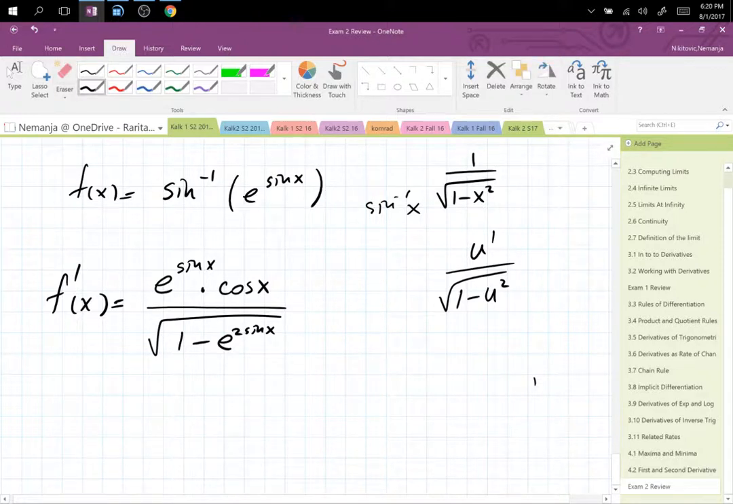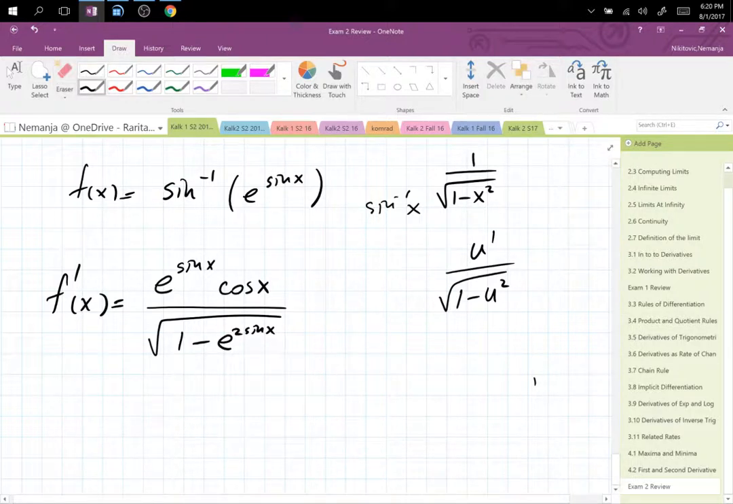And then because it was complicated, you have times cosine x, the chain rule from taking the derivative of e to the sine x. So it was a chain rule inside of a chain rule, basically. Yes, it's a double chain rule in this particular problem. Okay, that makes sense.